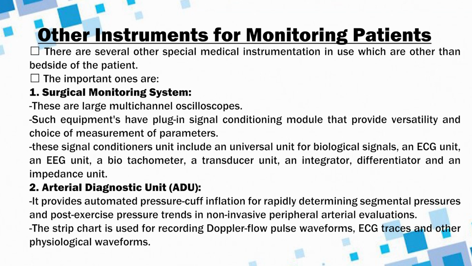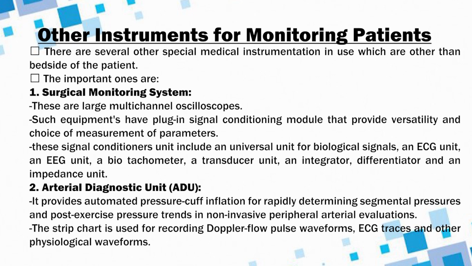The important ones are: first, surgical monitoring system. These are large multi-channel oscilloscopes. Such equipment has plug-in signal conditioning modules that provide versatility and choice of measurement of parameters. These signal conditioner units include a universal unit for biological signals, an ECG unit, an EEG unit, a biotachometer, a transducer unit, an integrator, differentiator, and an impedance unit.